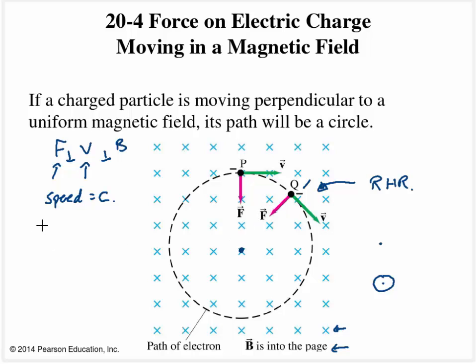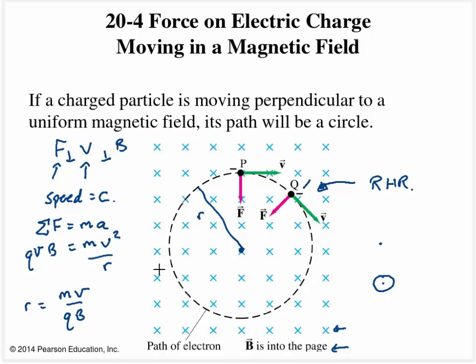This looks an awful lot like centripetal acceleration. If I said what is the sum of the forces on this particle, that must be equal to its mass times its acceleration, which is going to be its mass times velocity squared divided by radius. Now, what is the force? In this case, the angle is 90, and so we're simply left with the charge multiplied by the velocity multiplied by the magnetic field. So we could figure out the radius of curvature here, where it's going to be related to the mass, how fast the electron is moving, the charge, and the magnetic field. So we could figure out what this radius is, knowing all of those other parameters.